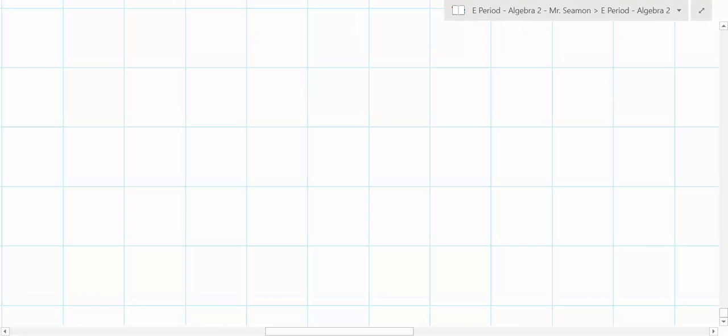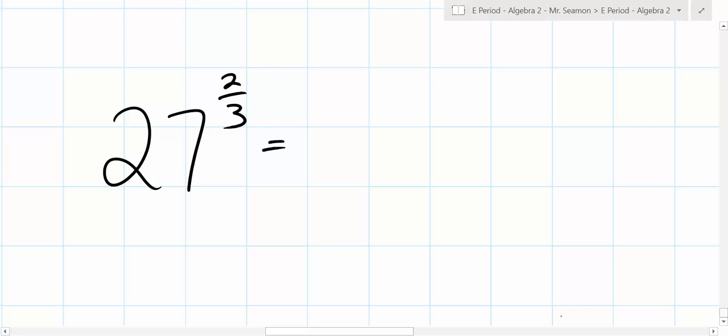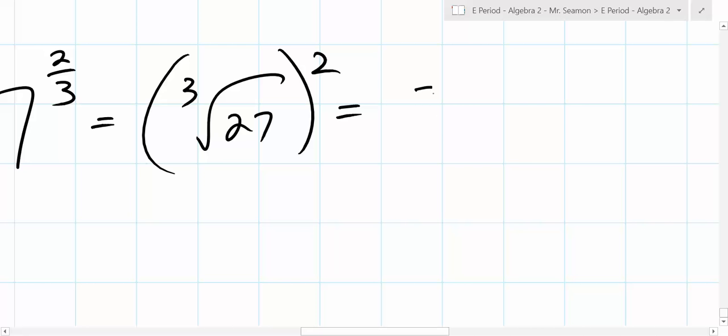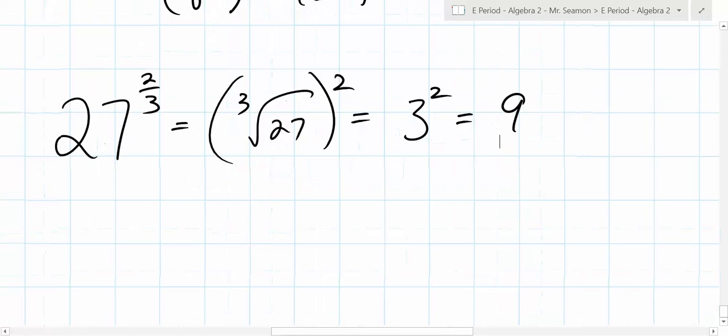What does this mean? Right. Let's do this. 27 to the 2/3. What does that mean? Can someone explain what that means? The cube root of 27 to the... what's the cube root of 27? Squared is? 9. Yeah, you just did another rational exponent.